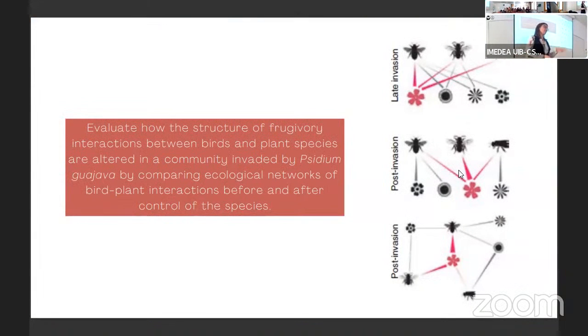So the main aim of this work was to evaluate how the structure of frugivory interactions between birds and plant species is altered in a community invaded by Psidium guajava trees, by comparing ecological networks of bird-plant interactions before and after control of the species. Well, we expected to find the situation that I showed you before, of course, not with insects and flowers, but with birds and fruits. Okay.